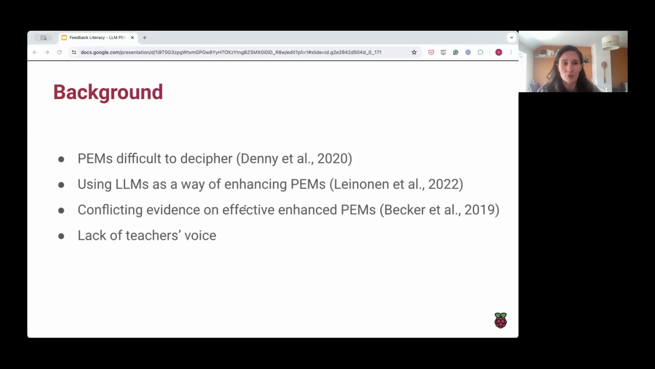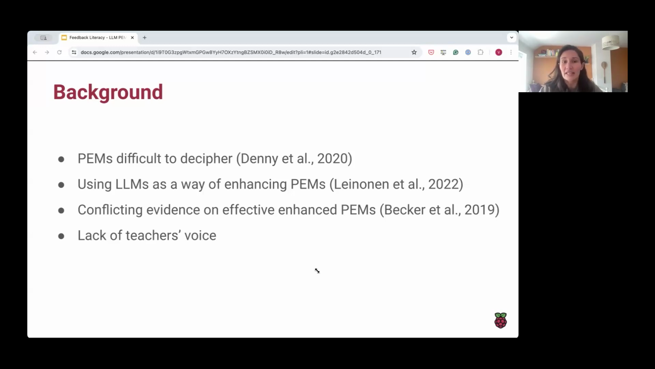And using large language models to enhance programming error messages has been identified as a promising use case for using these AI models to support learning to program. And initial research evaluating large language model enhanced programming error messages show that these models can potentially generate enhanced programming error messages that are novice friendly and potentially more easy to interpret and action than the original programming error messages. However, there is conflicting evidence on what makes an effective error message for novices.